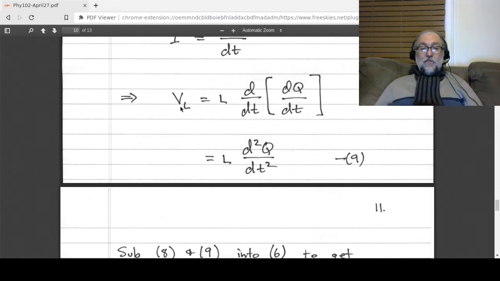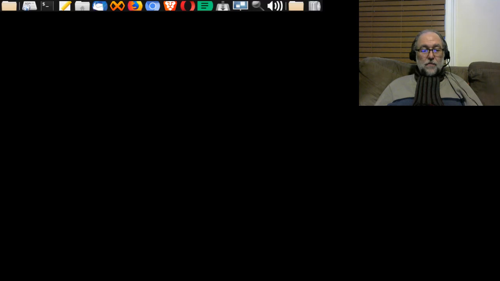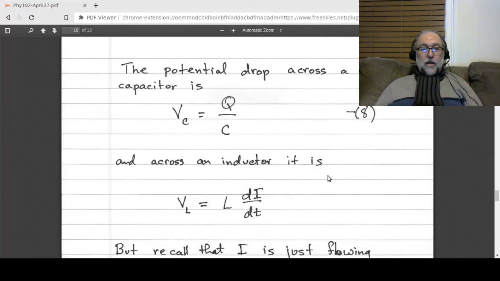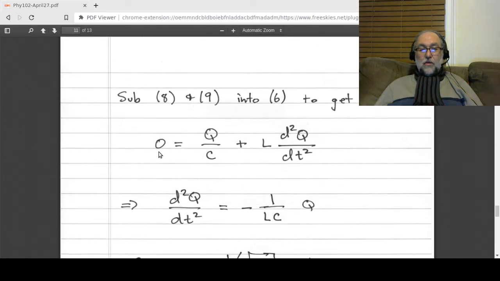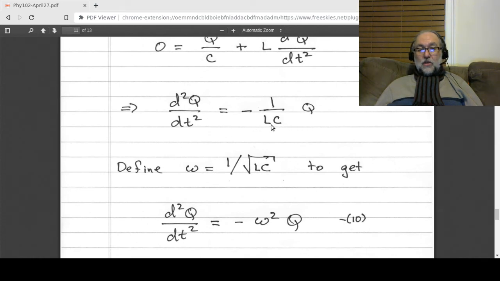So let's substitute for VL above, and let's also substitute for VC. Sometimes I lose the screen. Okay, and the equation looks like this. We have no battery, so no potential. Here's VC, the potential across the capacitor, and here's VL, the potential across the inductor, but now written not as di by dt, but in terms of the charge, which is d2q by dt squared. We're solving for that d2q by dt squared, so let's bring that to the other side. And now our equation looks like this.